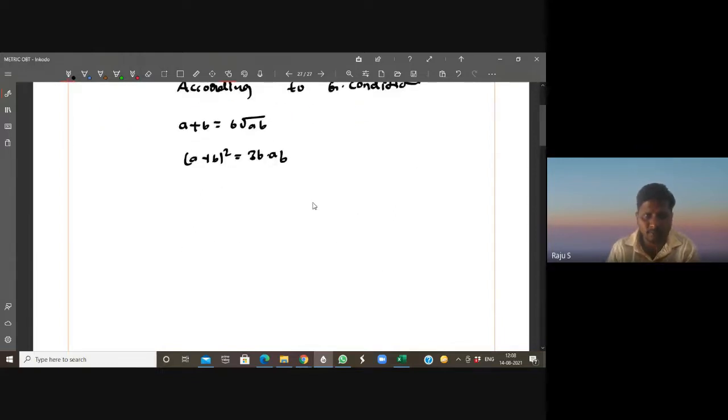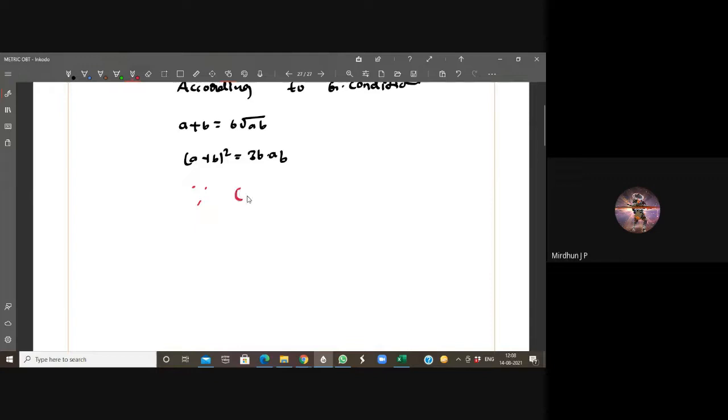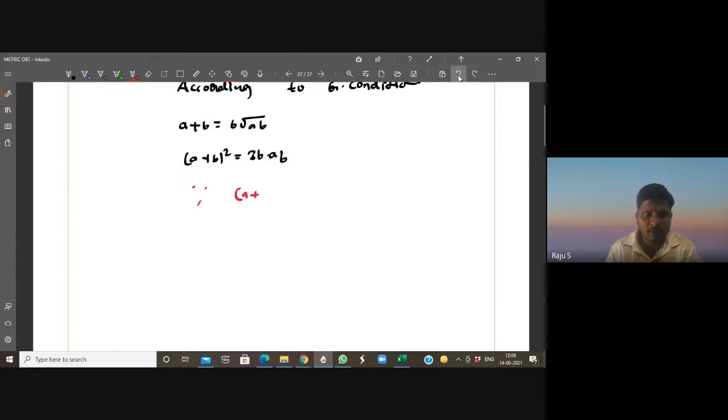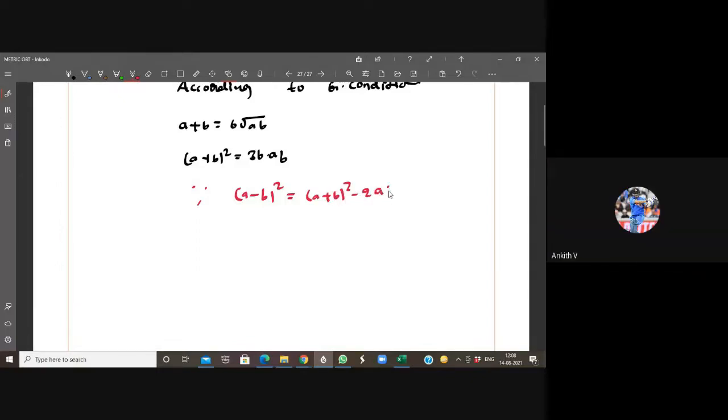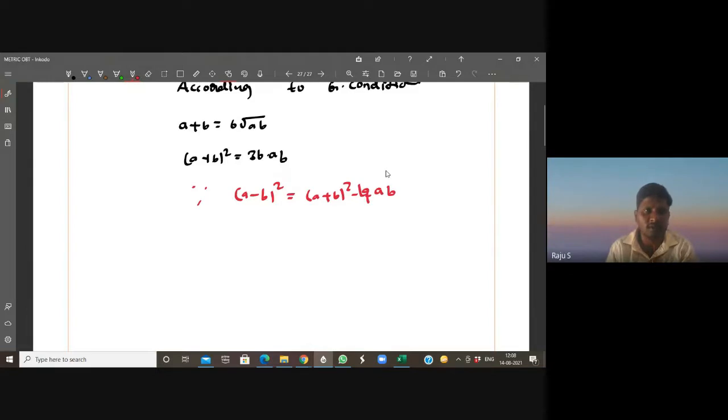Now, there is a relation between A plus B whole square and A minus B whole square. Anyone can say that relation? A plus B the whole square plus A minus B the whole square is equal to 2 into A square plus B square. With the help of that, can you write A minus B whole square is equal to what? 2 into A square plus B square minus 4AB.